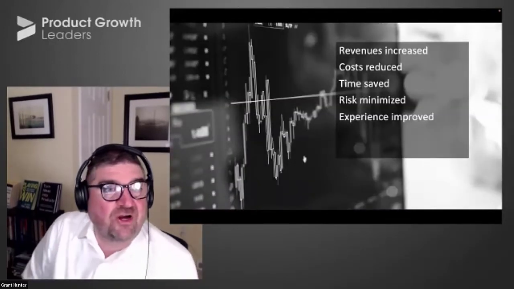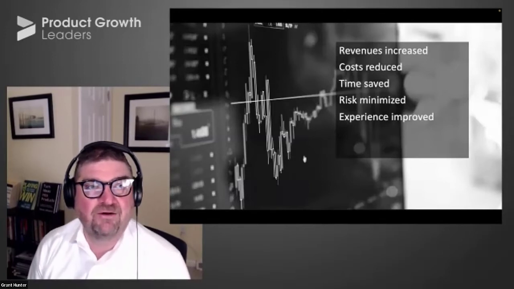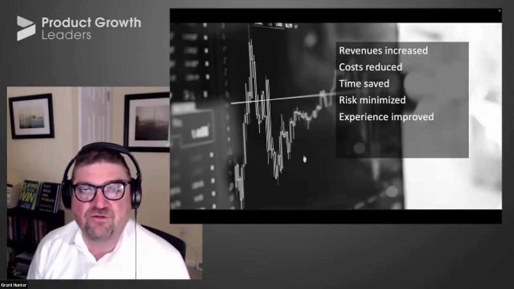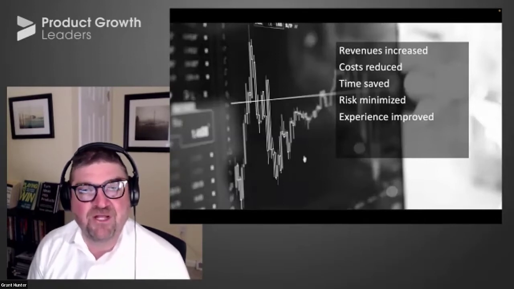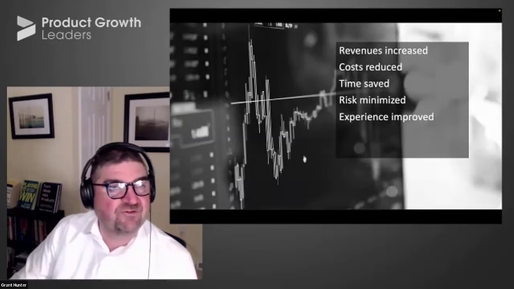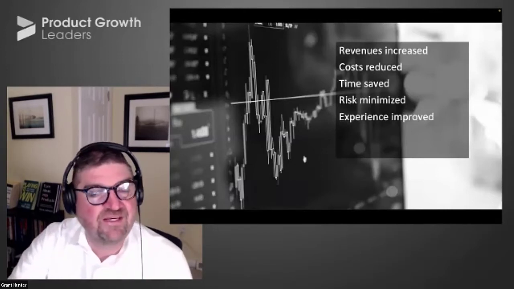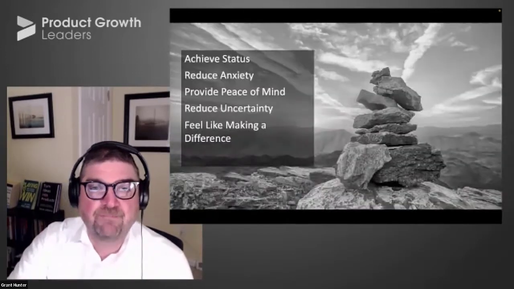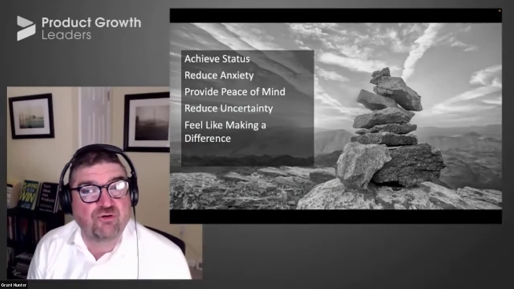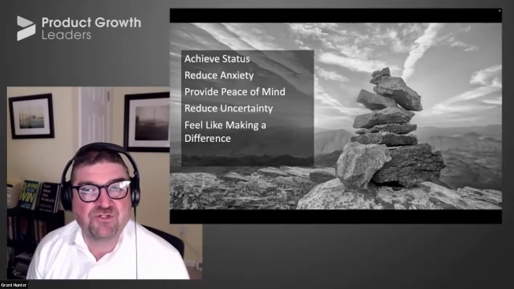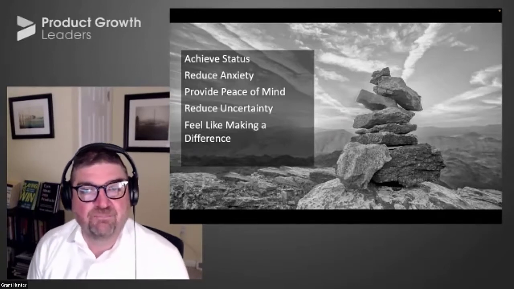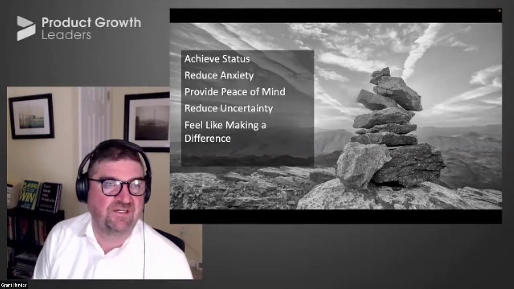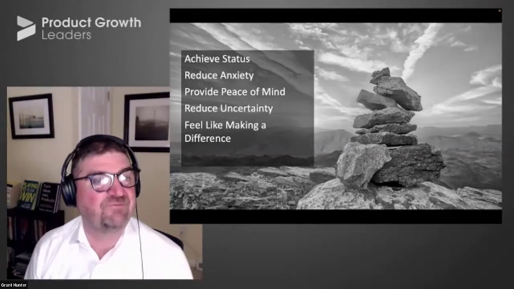So let's talk about, where does value come from? Value can be functional things like, do you increase their revenue or decrease their costs? Save them time, minimize their risks, improve their experience, or something else that's functional to them? If the answer is yes, measure it, share it with them, use it as a key indicator for your product. These also could be social or emotional things, like helping you achieve status you seek, reducing anxiety, providing peace of mind, reducing uncertainty, or helping them feel like they're making a difference.